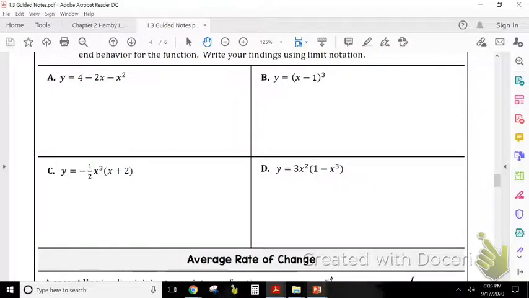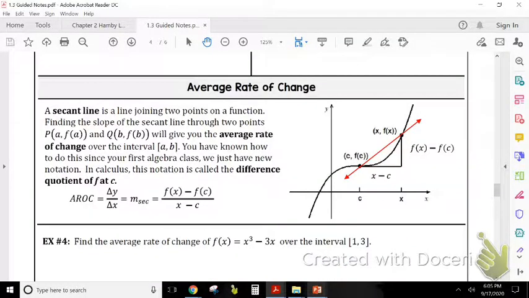All right, average rate of change. Well, what is a rate of change? If you remember back from Algebra 1, the rate of change is your slope, okay? So we're looking for the slope. But they call it the average rate of change because we're looking for the slope between 2 points of a nonlinear function. So let's read about it.